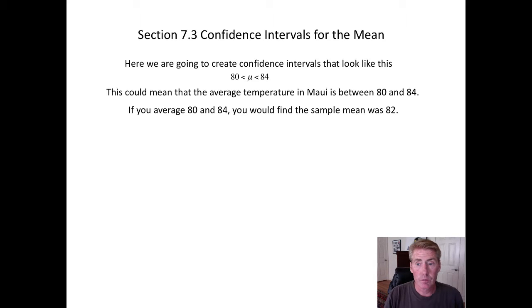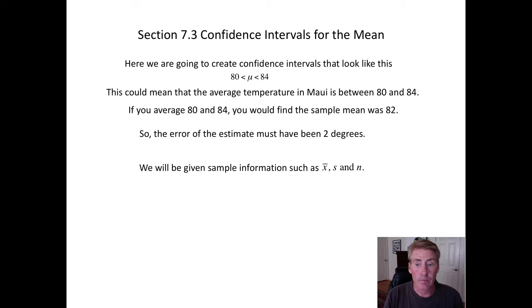So what this interval is basically saying is the average is 82, but it could be off by plus or minus 2. So if you add 2, you would get the 84, and if you subtract 2, you would get 80. So this is called the error of the estimate. This, in this case, would be 2 degrees. Our main job in this section is going to be calculating how much is the error.